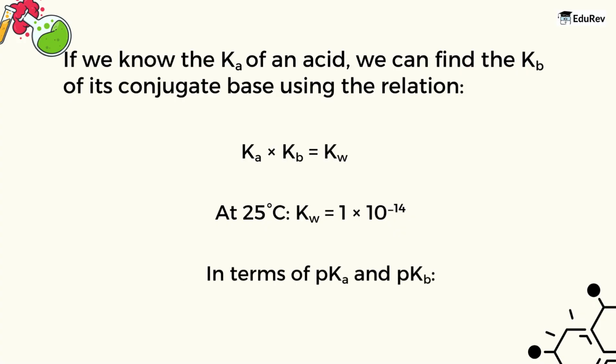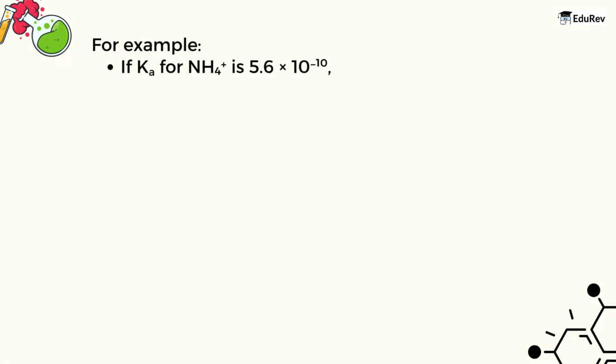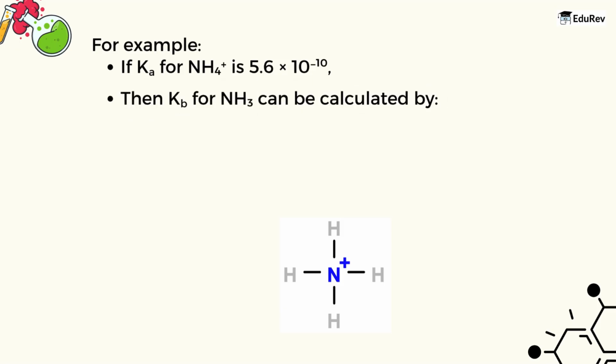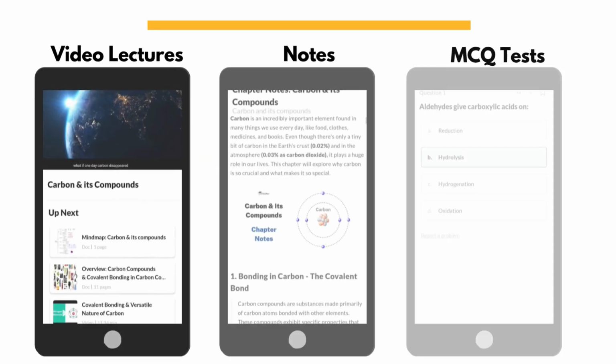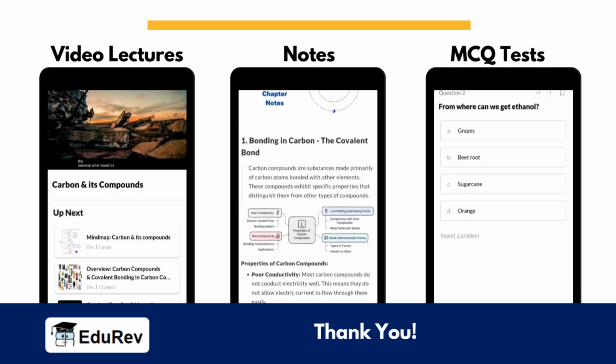In terms of pKa and pKb, pKa + pKb is equal to 14. For example, if Ka for NH4+ is 5.6 x 10^-10, then Kb for NH3 can be calculated by Kb is equal to Kw divided by Ka. This relationship shows that a strong acid always forms a weak conjugate base, and a strong base forms a weak conjugate acid. We hope that you have understood the topic.